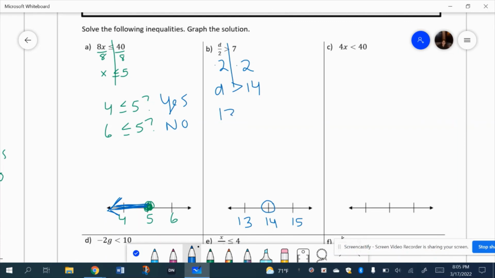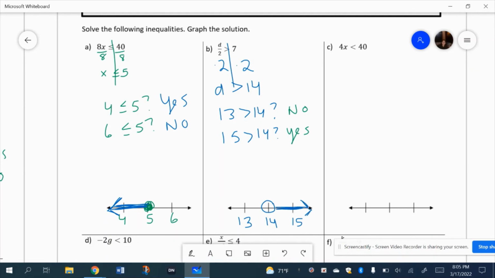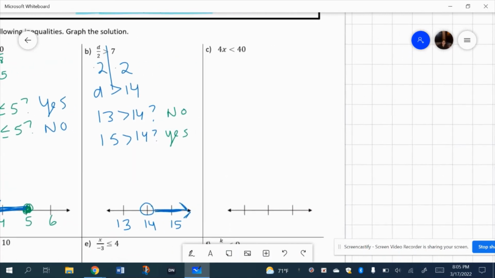Let's plug in our values. Is 13 greater than 14, or is 15 greater than 14? 13 is not greater, but 15 is. Since 15 is part of our solution, we're going to shade to the right. Letter C.